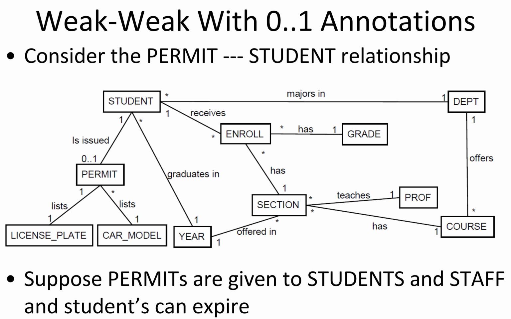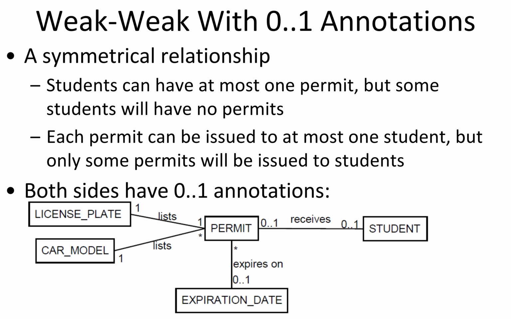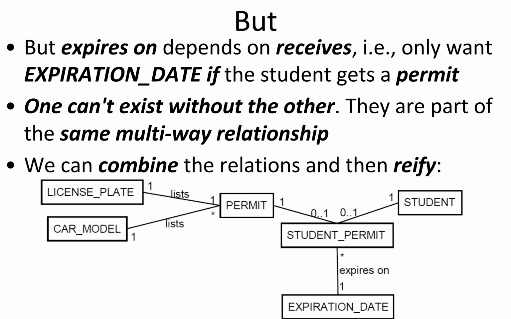Okay. So let's focus a little bit on this end of the spectrum, with the permits, the license plate, and the car model, and whether, if we decide things to be optional, this is the subset of that part of the UML diagram. Then we have an expiration date.